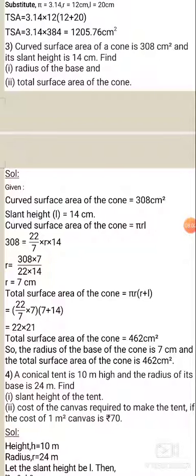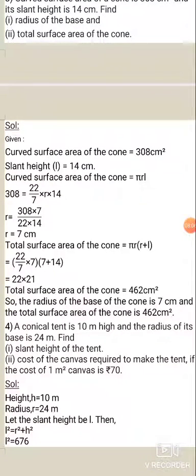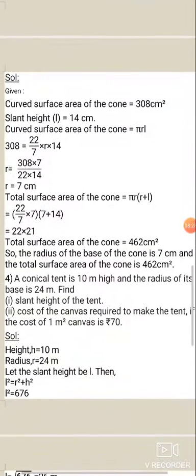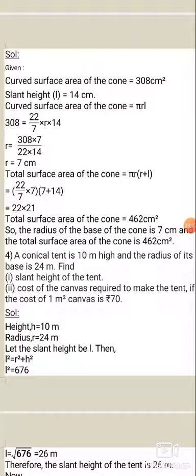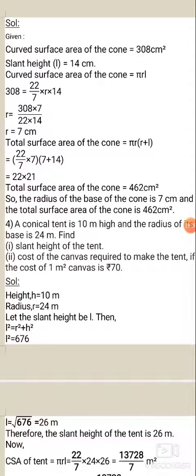The slant height L. So L is equal to root of h square plus r square. So what is here? 10 square plus 24 square, which is equal to what? 10 square 100 plus 24 square 576. When you add it, 676. So what is the square root of 676, which is the slant height? 26. Therefore the slant height is equal to 26.